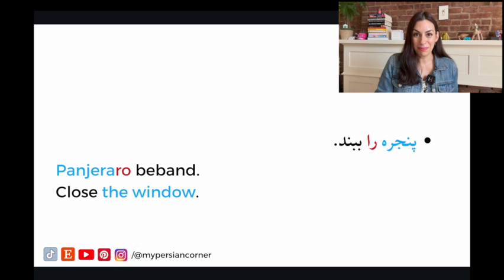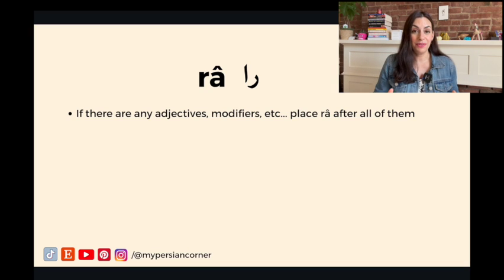Panjera ro beband. Close the window. So again, panjere ends in that eh kind of vowel sound. So it's kind of weird to say panjere o beband. So we add that R to make it a little smoother. Panjera ro beband.